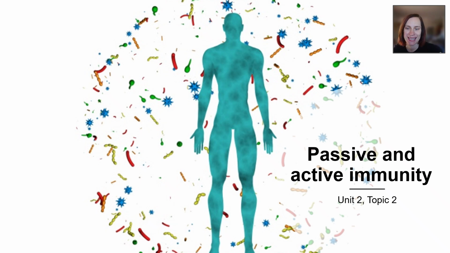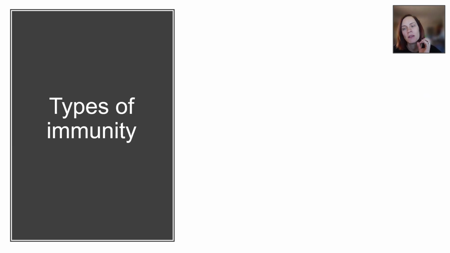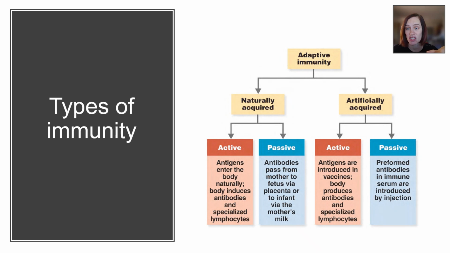In this lesson, we're looking at passive and active immunity. Specifically, we've got a compare here, remembering that compare means find similarities and differences, and we're also interpreting some long-term response data. Immunity can be classified as produced naturally or artificially. So it's not a judgment of its quality at all, and regardless of whether it is naturally or artificially acquired, it can be passive or active, just like our learning.